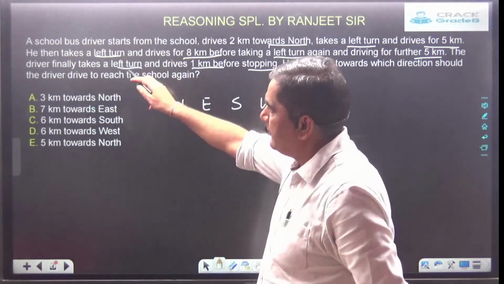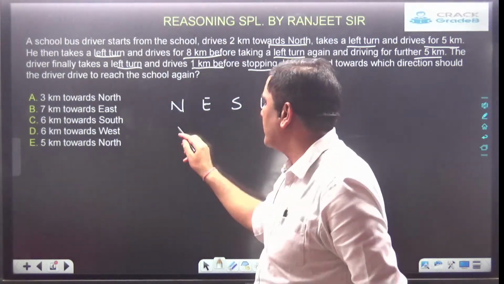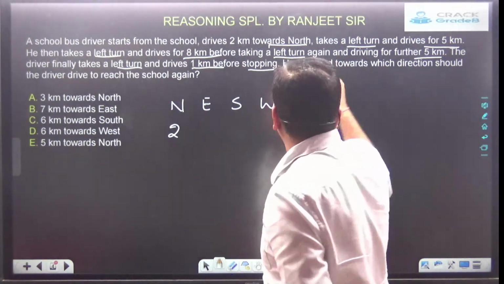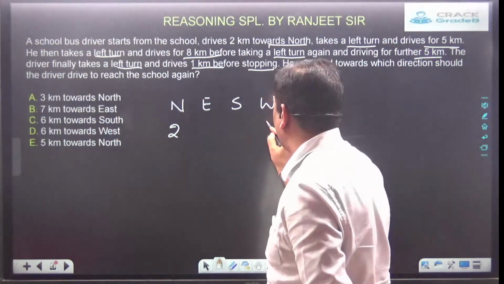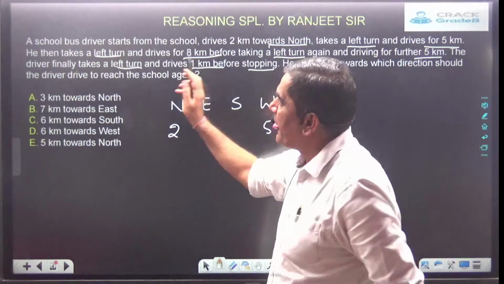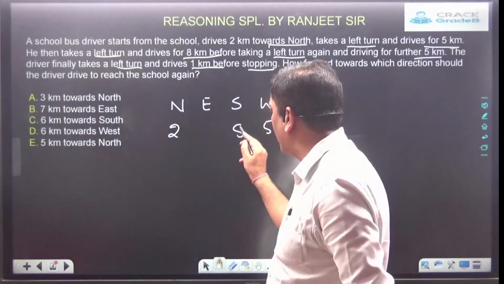Now, a school bus driver starts from the school and drives 2 kilometers towards north. So north 2. Takes a left turn and drives for 5. Left will be this part, so west. West will be 5. He then takes a left turn and drives for 8.